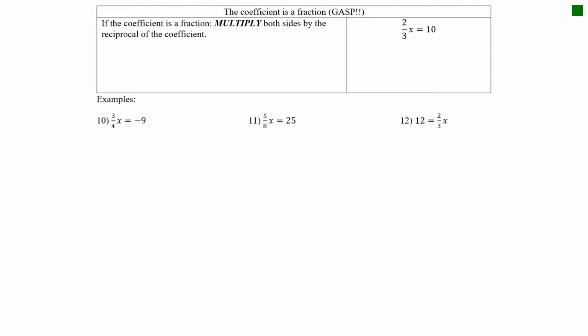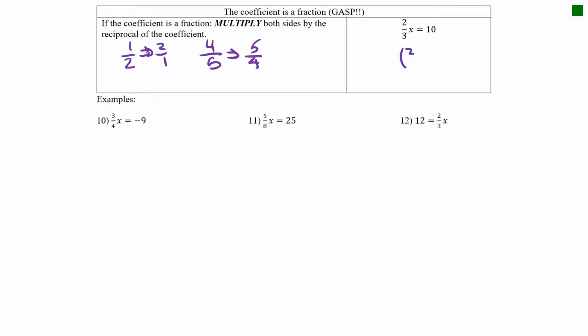All right, next slide. If the coefficient is a fraction, which means there's not just a 1 on top, you're going to multiply by the reciprocal. Remember, the reciprocal of 1/2 is 2 over 1. The reciprocal of 4 over 5 is 5 over 4.